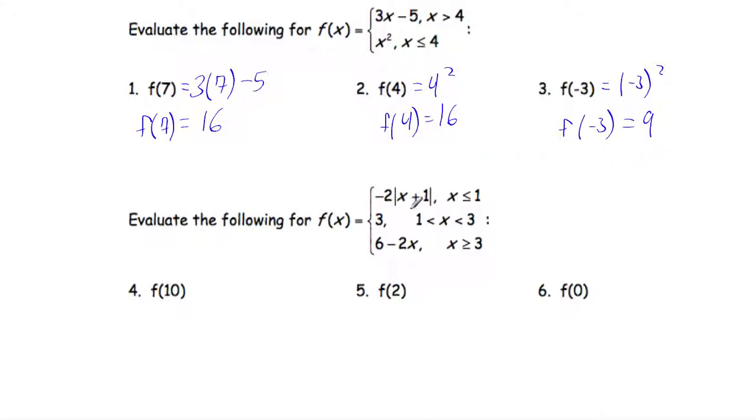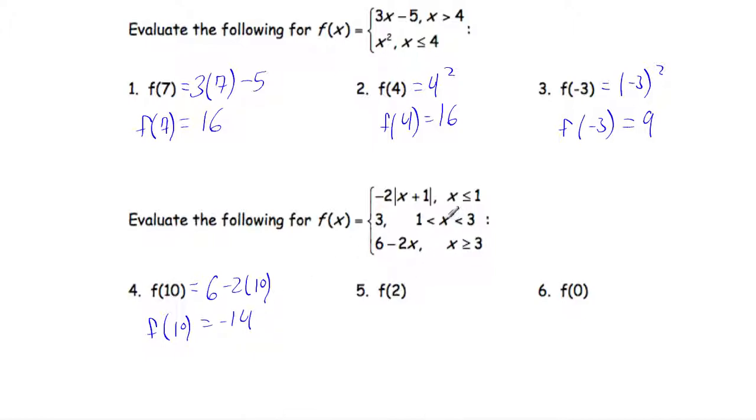And then down here, this is a hefty piecewise function. There are 3 different functions. Don't let that intimidate you. I want to find f of 10. So which has to do with x's that are bigger than 10? This bottom equation. So I get 6 minus 2 times 10. So that's 6 minus 20. So f of 10 is equal to negative 14.